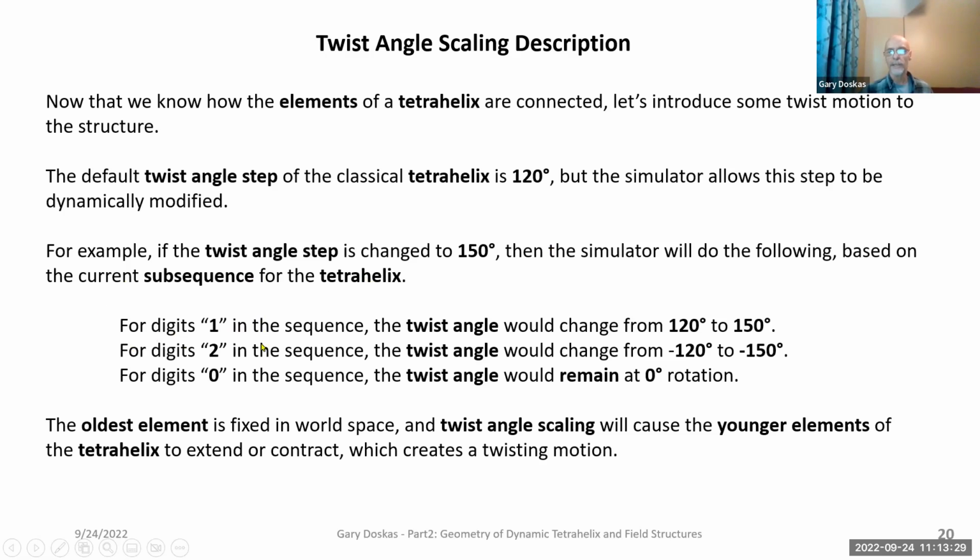For digits 1 in the sequence, the twist angle would change from 120 to 150. For digits 2 in the sequence, the twist angle would change from minus 120 to minus 150. And for digit 0 in the sequence, the twist angle is unaffected and remains at 0 degrees. And again, with the oldest element fixed in world space, the twist angle scaling will cause the younger elements of the tetrahelix to extend or contract, which creates this twisting motion.